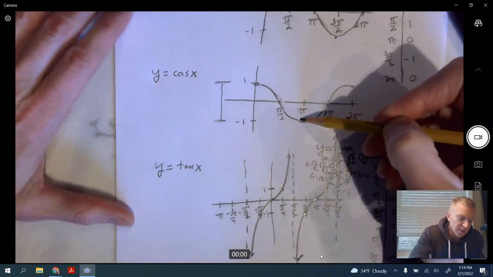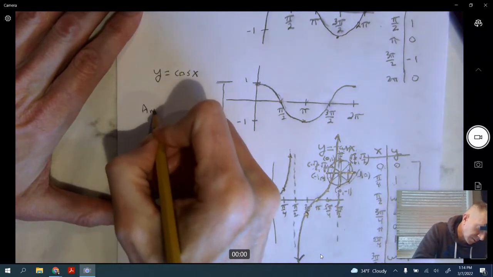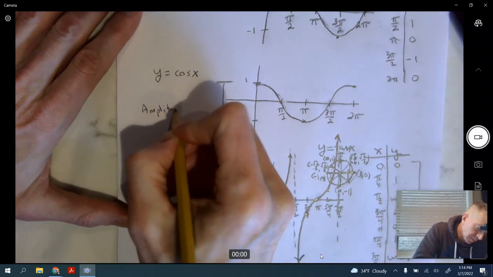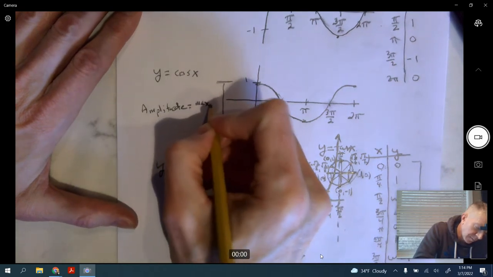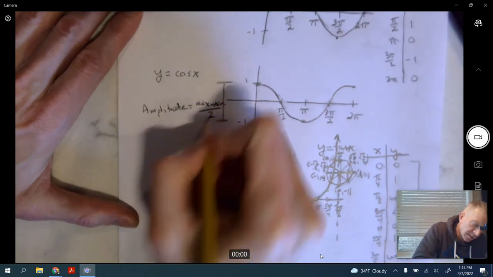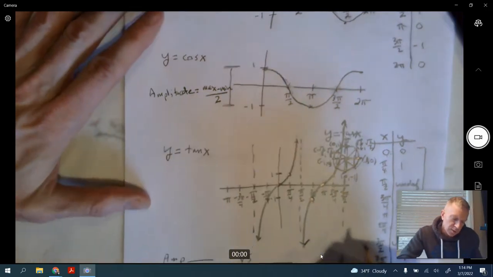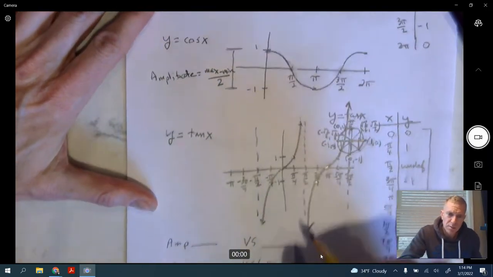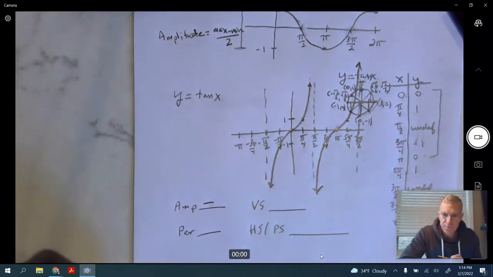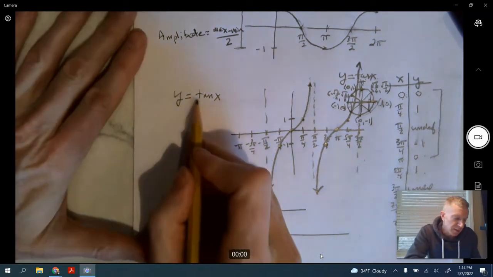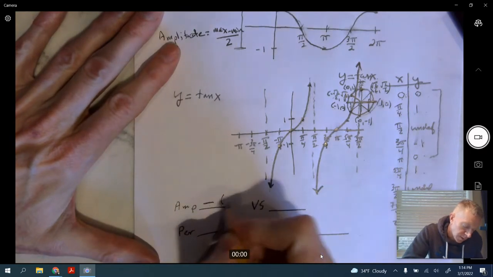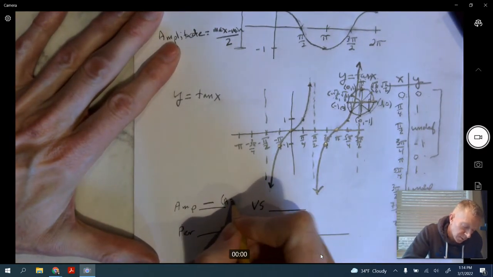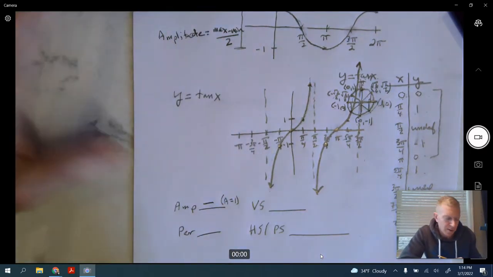The technical definition of amplitude is your maximum value minus your minimum value divided by 2. Okay, so since there is no max and there is no min, there is no amplitude. However, there is an A value. The A value here is 1, and the A value means something. Okay, so your A value is equal to 1, even though you don't have an amplitude.